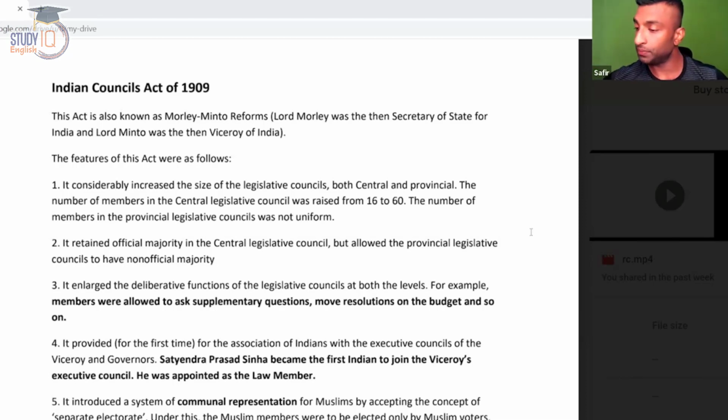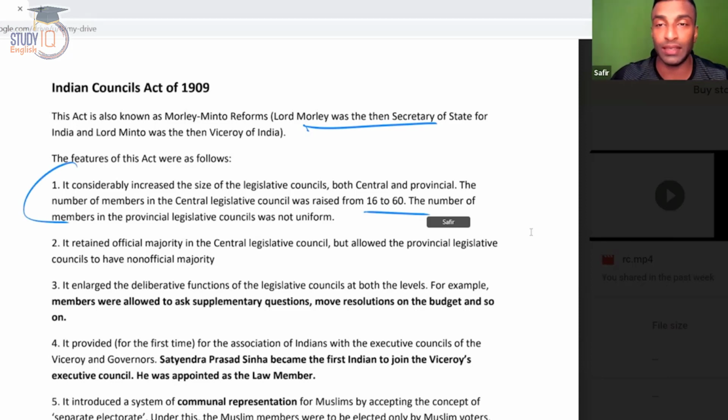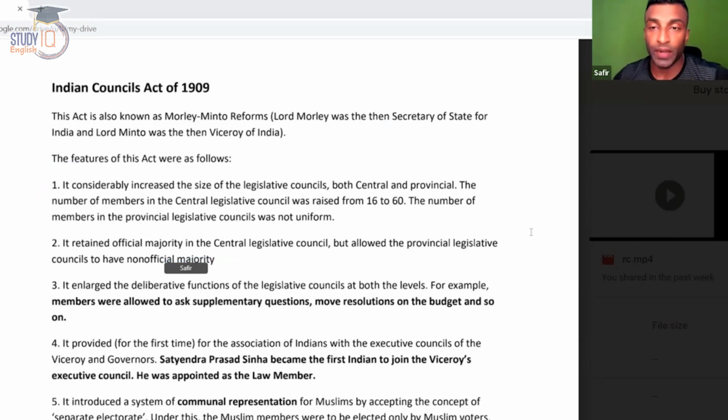So Indian Council Act, it is also known as Minto-Morley Reforms. Lord Minto was the viceroy then, and Lord Morley was the Secretary of State. And then you can see here, 16 to 60. These numbers are not important. Then official majority at the Central Legislative Council, but allowed the Provincial Legislative Council to have a non-official majority. It enlarged the deliberative functions. For example, members were allowed to ask supplementary questions, move resolutions on budget, but not to vote on budget.